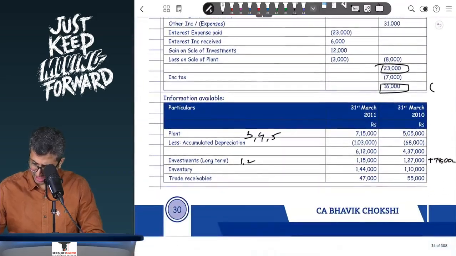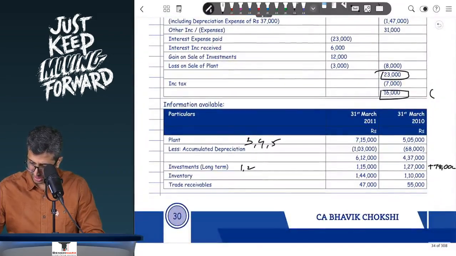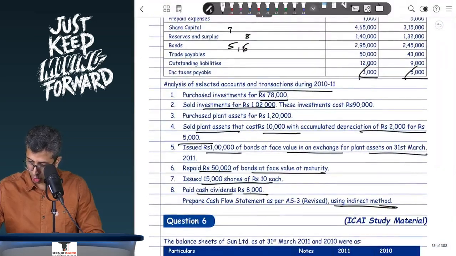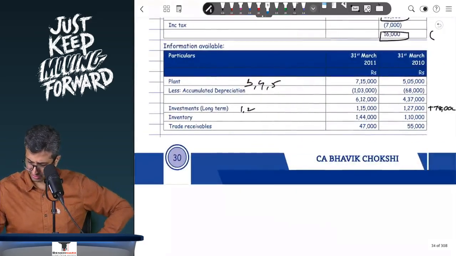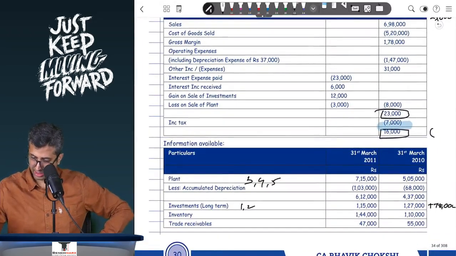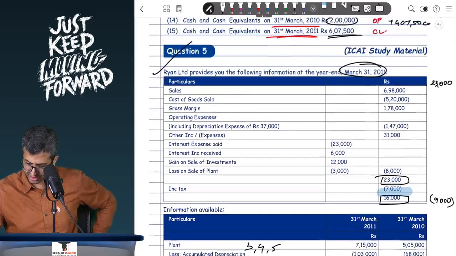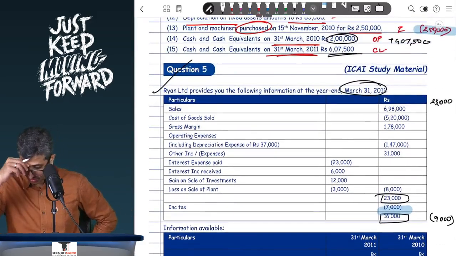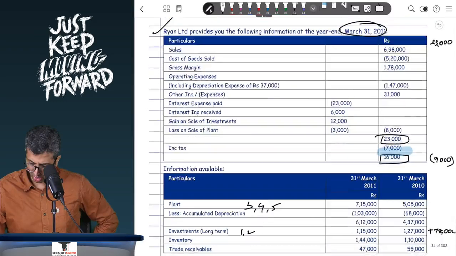So when you look at tax paid, you will say your opening tax payable is maybe 5, closing is 3. So 5 plus during the year 7 minus 3. So 5 plus 7 minus 3. Can I say this comes to 9,000? 5 plus 7. Sir, where is the 7 from? This one. And hence I can say 9,000 is the tax paid. After this, if you are looking at an indirect method, you will have all of these items over here. One by one we will take the plant.